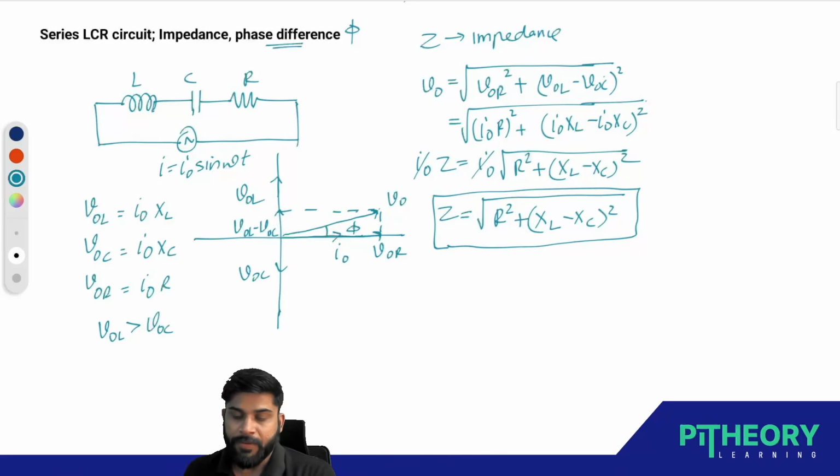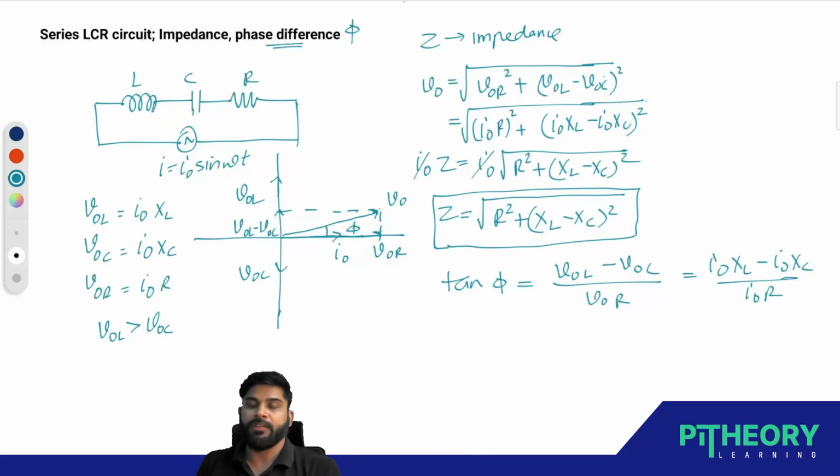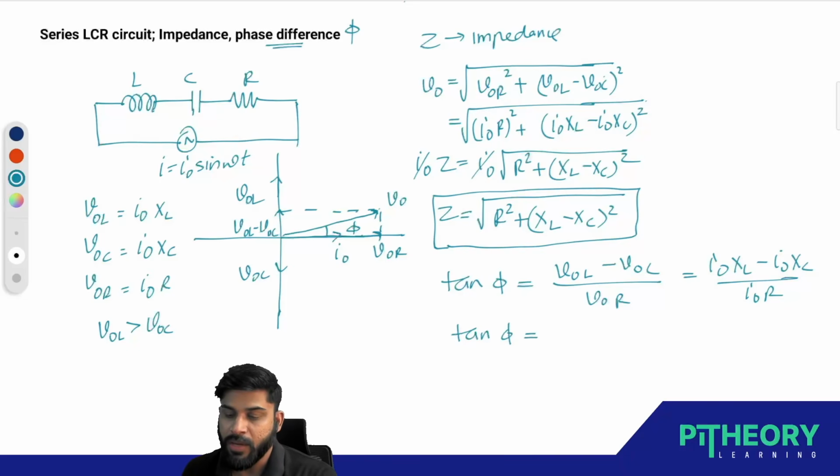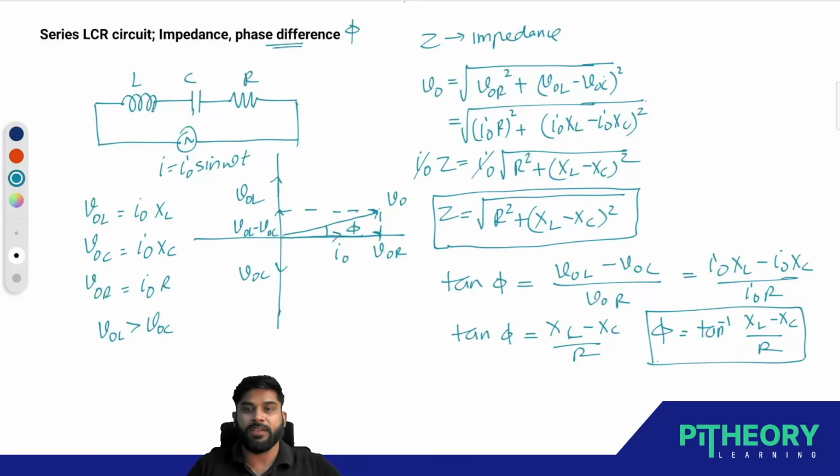What is the second part of this? We need to find the phase difference. Very clearly, in this triangle itself, if you take tan phi, what will be tan phi? Opposite by adjacent. Opposite is V naught L minus V naught C divided by V naught R, which is I naught XL minus I naught XC divided by I naught R. Now if you take I naught common from the numerator, it cancels with that in the denominator. You get tan phi equal to XL minus XC divided by R. Or the final relation, the phase difference phi is tan inverse of XL minus XC divided by R. And this is the phase difference relation that you'll be getting.